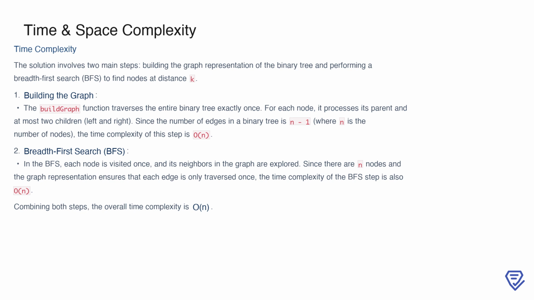Next, we have the BFS step. Here, we visit each node in the graph and explore its immediate neighbors. With n nodes and each edge being traversed only once, the BFS also operates in O(n) time. When we combine these two operations, the overall time complexity of the solution is O(n).